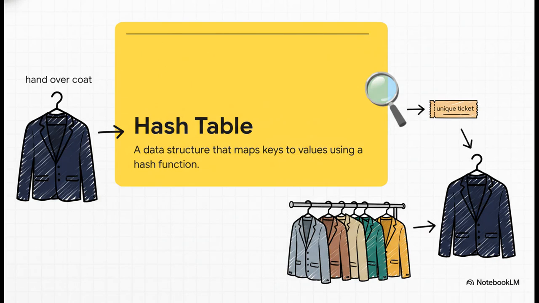Think of a hash table like a coat check at a fancy restaurant. You hand over your coat, that's the value, and you get back a unique little ticket, that's the key. Now, when you want your coat back, you don't have to search through all the coats on the rack, right?